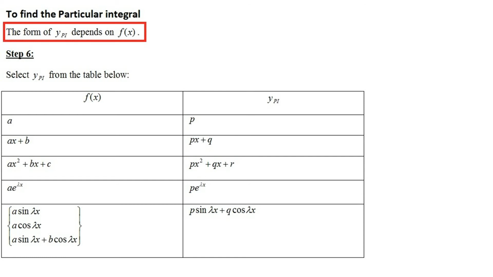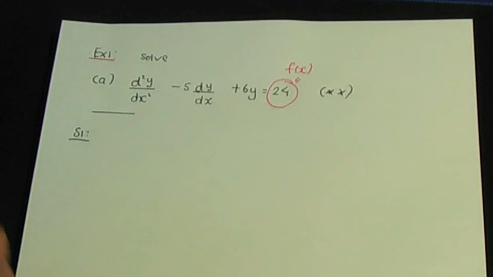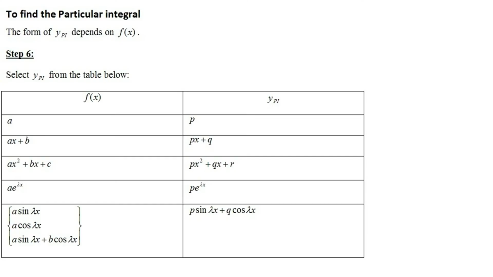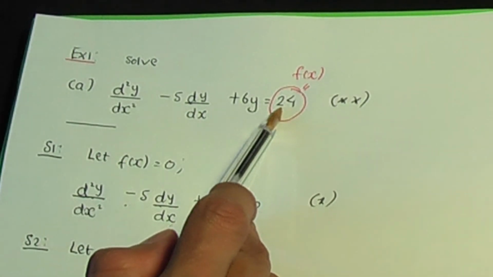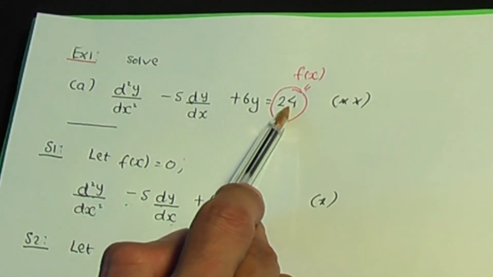So let's go back to the screenshot. So remember, the form of your choice for YPI depends on what you have for f of x in the main differential equation. Okay, so main differential equation refers to double star. So let's have a look at this table again. So in this case, we have all in all 5 cases. Okay, so we need to select YPI depending on f of x. So if we go back to the paper and pen, our f of x in the main equation double star is 24. So our f of x, in other words, is a constant, it's 24.